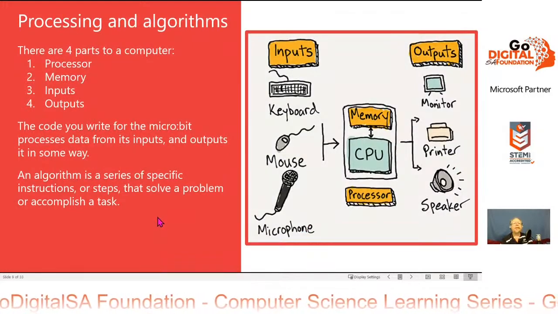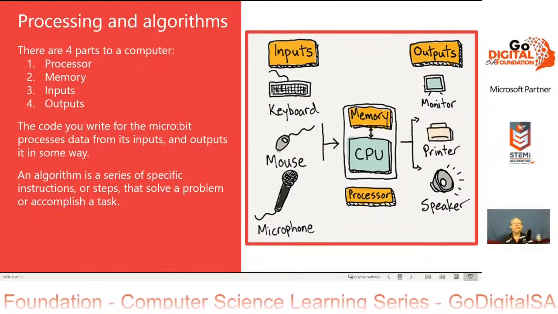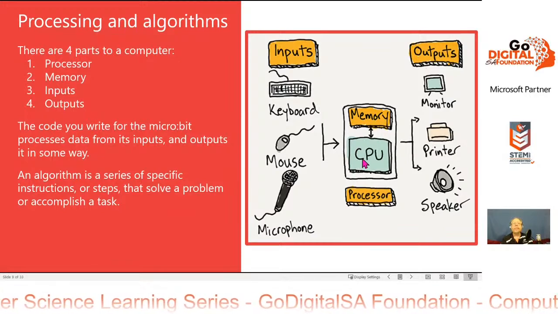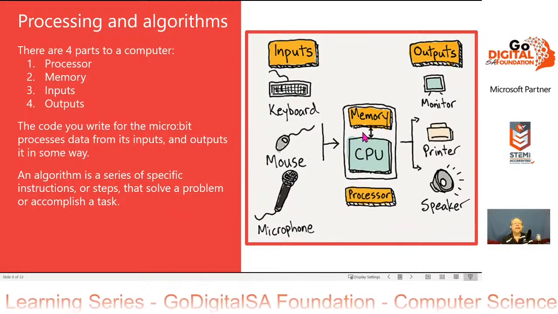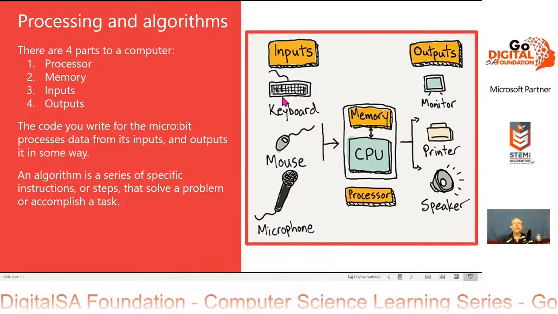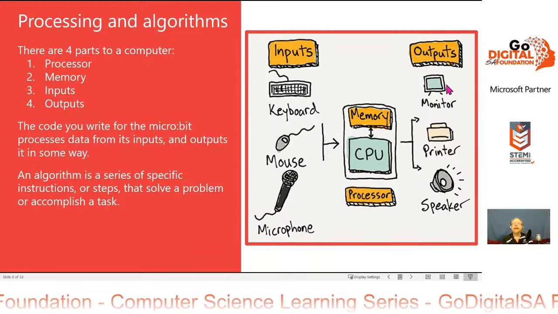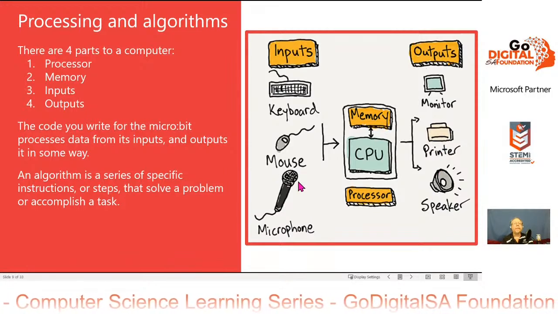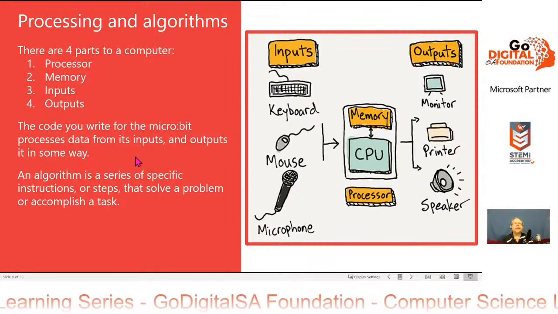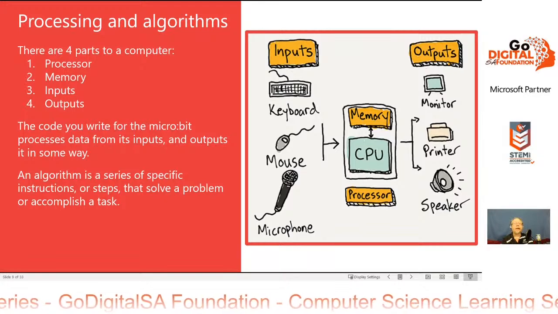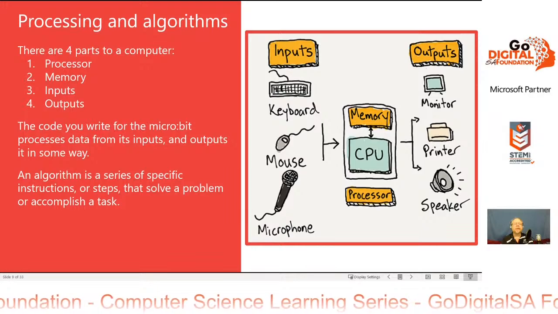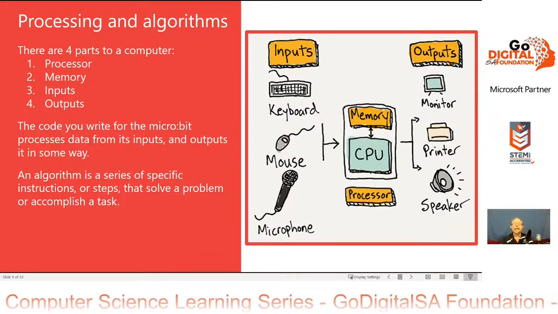Okay, processing and algorithms, you'll remember this. There are 4 parts to a computer: the processor, which has the CPU, the central processing unit; memory, which has long-term and short-term storage; inputs, like keyboard, mouse, microphone; and outputs, like printer or speaker. The code you write for the micro:bit processes data from its inputs and outputs it in some way. An algorithm is a series of specific instructions or steps that solve a problem or accomplish a task.